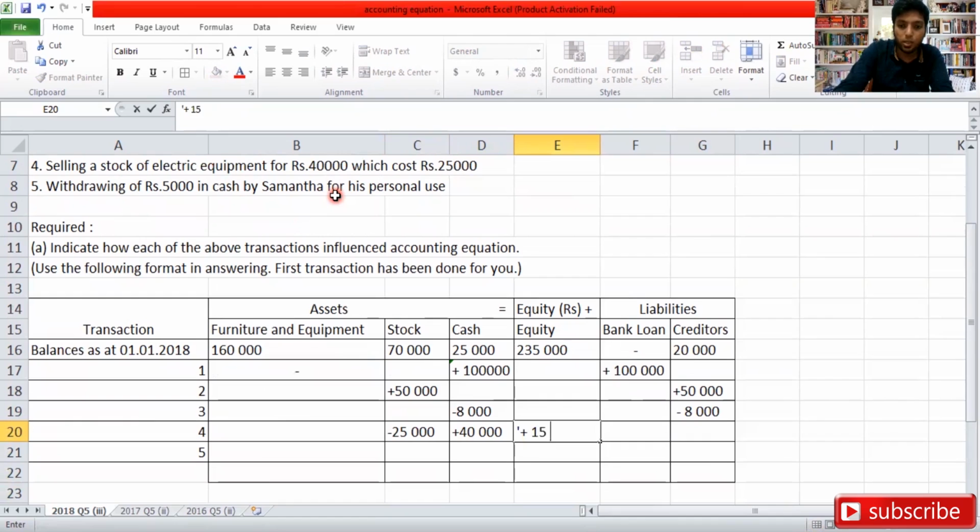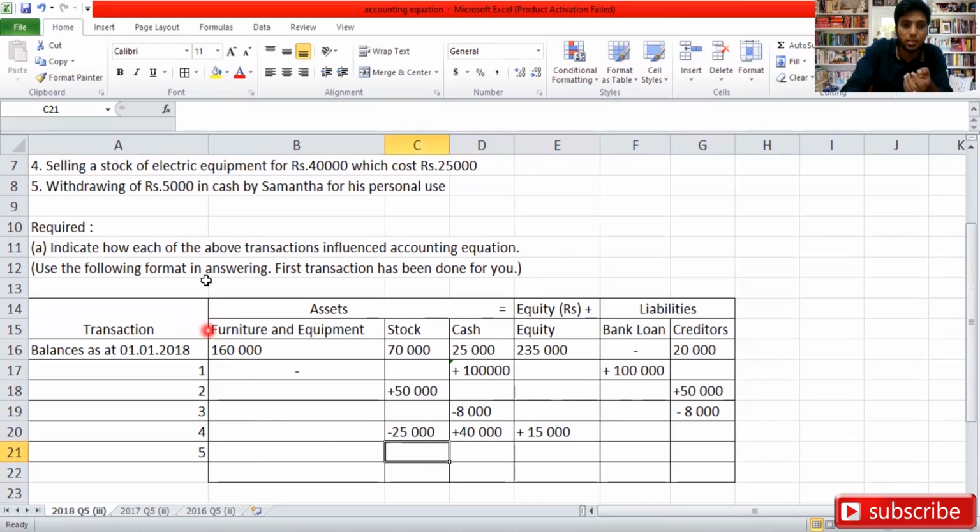Now you need to understand one thing when you're doing a sum. Your asset should be equal to your capital plus liability. Capital is also known as equity. If it is equal, only then your sum is correct. Now if you see, this whole part is assets and this side is equity and liability. Now this 25 plus 40 minus 25 will give you 15, plus 15. And also here you will get plus 15. So both together you are getting 15,000 only.